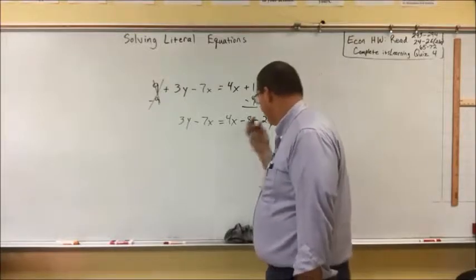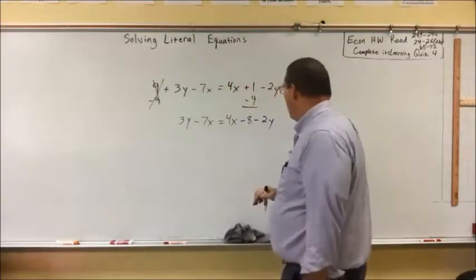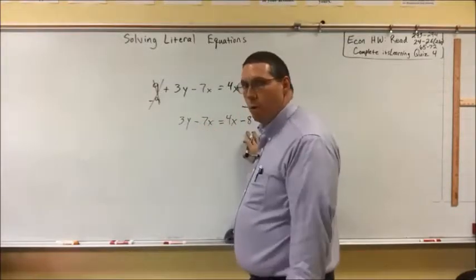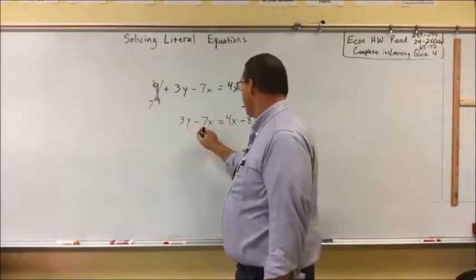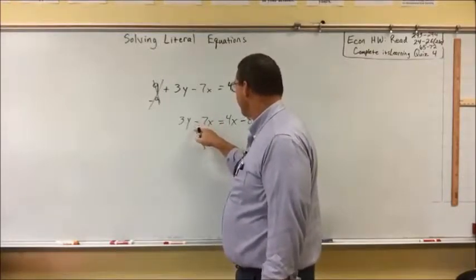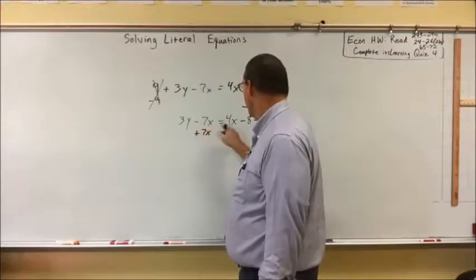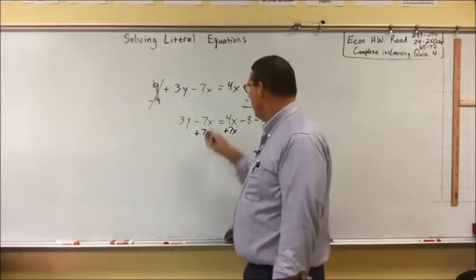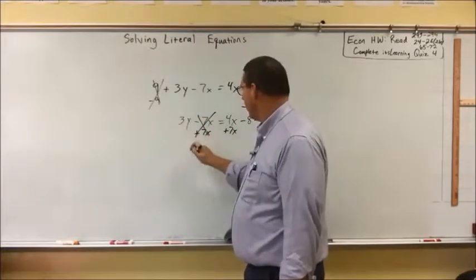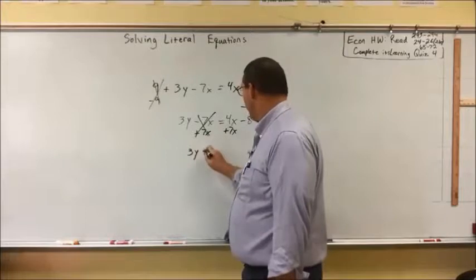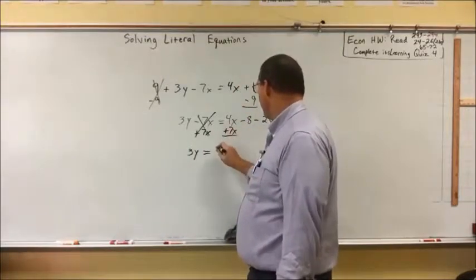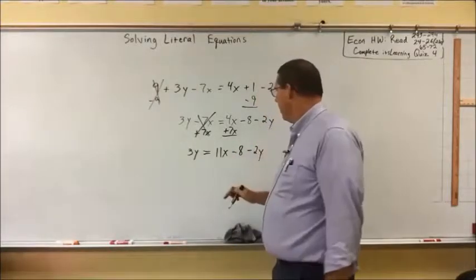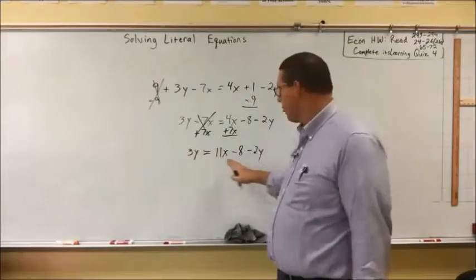Just carry that down. Now I'm going to move this minus 7x over here with the 4x because I need the x's on one side and the y's on the other side. So I'm going to do an additive inverse. Additive inverse of minus 7x is plus 7x. So I'll combine like terms. I'll put it under the 4x over here. That'll cancel the minus 7x. Carry down the 3y. Bring down the equals. 4x plus 7x is 11x. Minus 8 minus 2y.